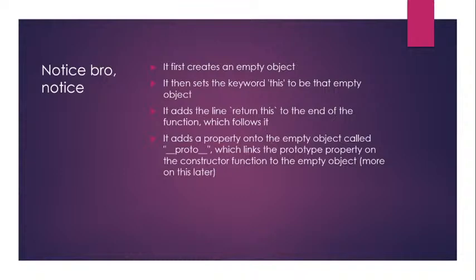Okay, it then adds the line return this to the end of the function which follows it, and this is done implicitly. You won't be able to see that. It adds a property onto the empty object called double underscore proto double underscore, also known as dunder proto, which links the prototype property on the constructor function to the empty object. This might have you scratching your head, but don't worry, we're going to see the last two points in great detail.